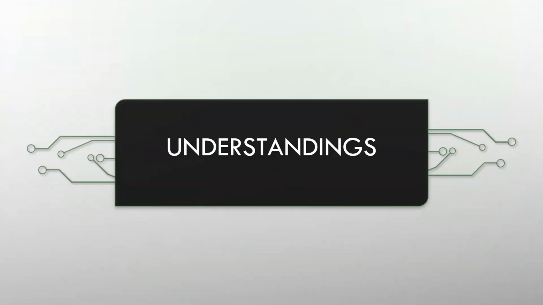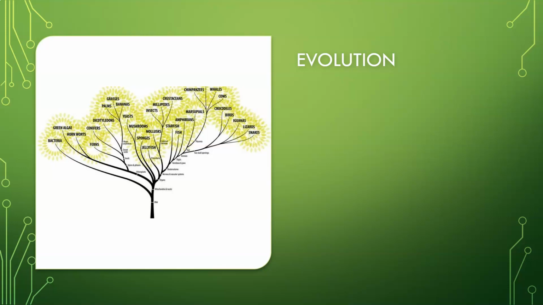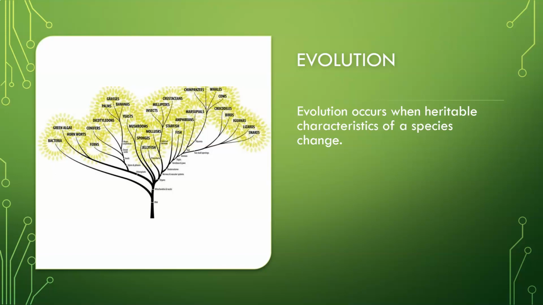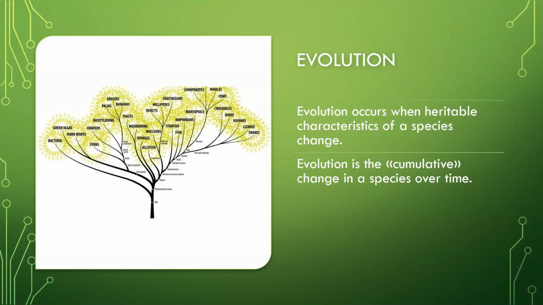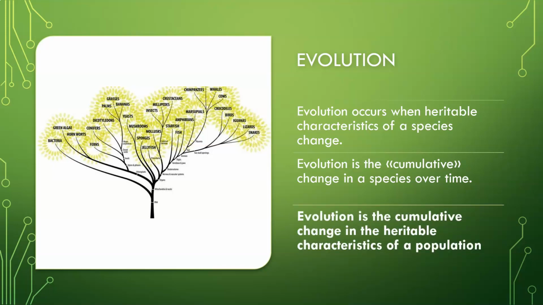Okay, so looking first at the understanding sections of your unit. So we're going to be talking about evolution, okay? And this is what occurs when heritable characteristics of a species change. So what do we mean by that? Okay, so it's kind of the cumulative change in a species over time. So if you think of humans as a species, Homo sapiens, it's how they have changed over their entire time. Okay, we're not just talking their recent history. We'll look further at that in time.